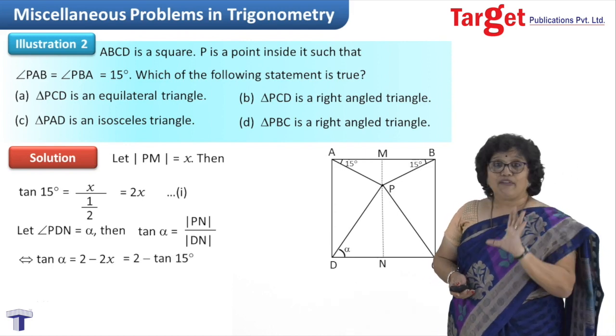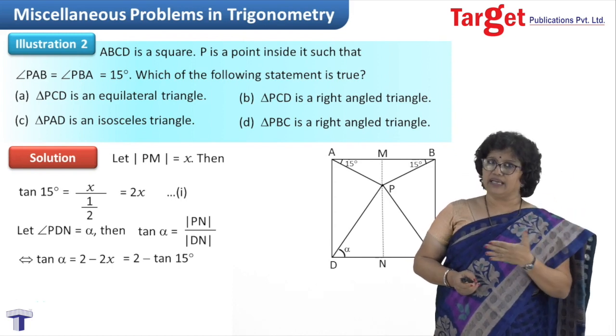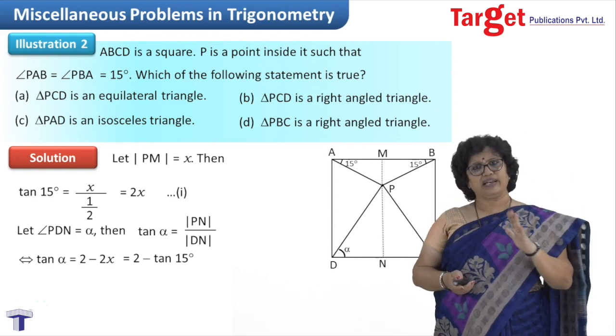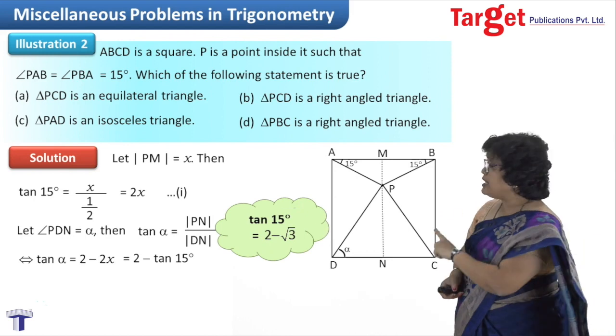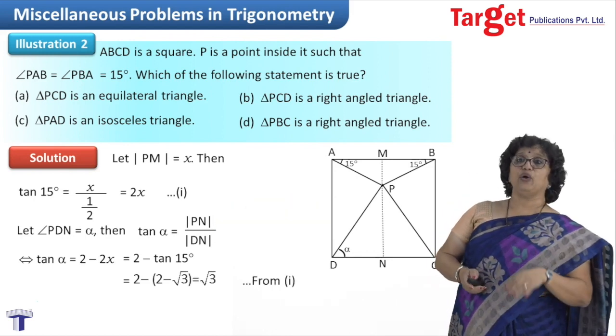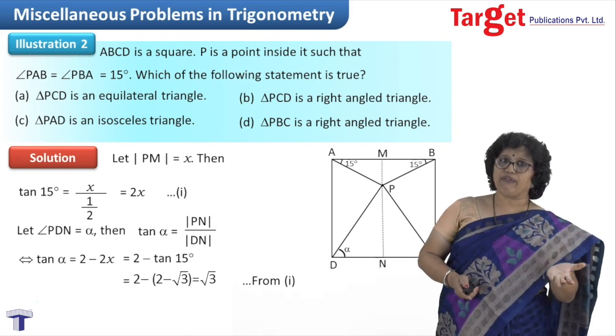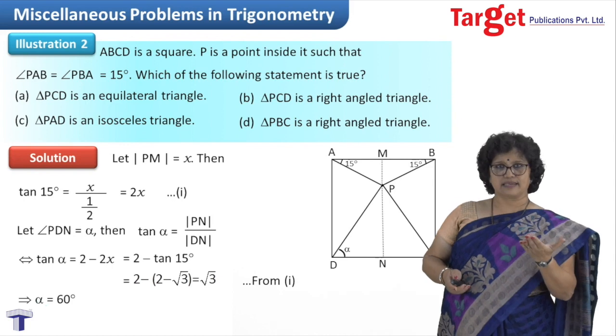Like in your previous classes you had sine 30 degrees, cos 30 degrees, etc., tan 15 degrees is a standard value. And tan 15 degrees is 2 minus root 3. Substitute that 2 minus root 3 there and your answer is root 3. Now tan alpha is root 3. Means what must alpha be? Alpha must be pi by 3 or 60 degrees.